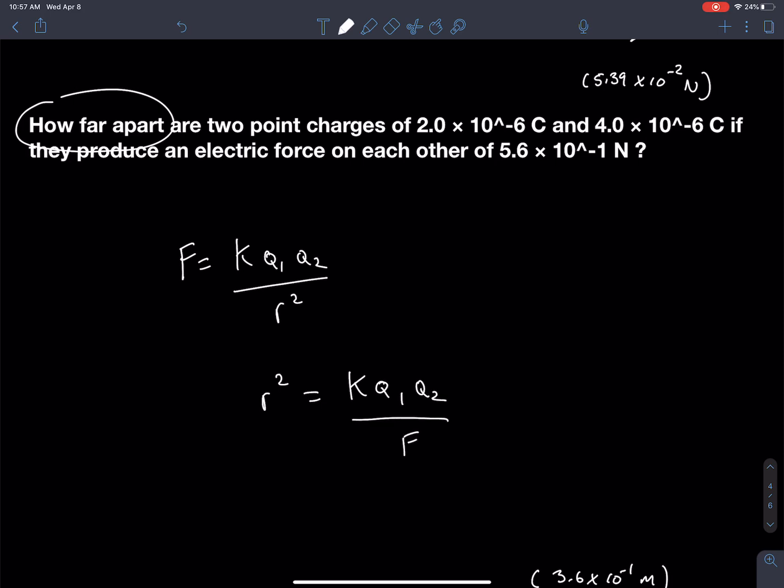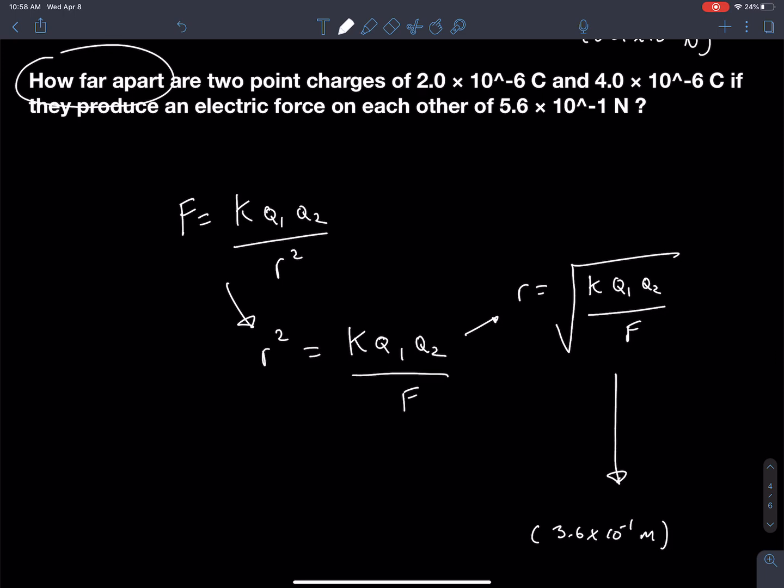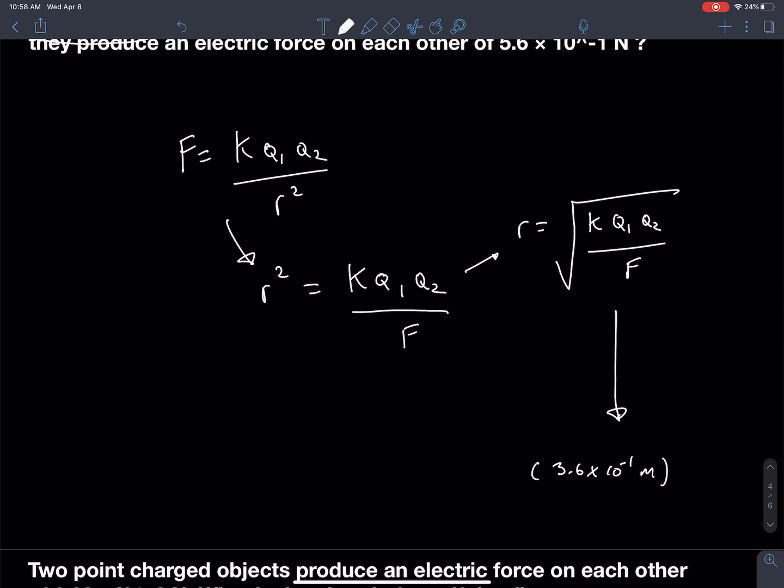Now stop for a second and try to figure out the algebra. Why did I do that? Okay, and then r is going to be equal to the square root of k q1 q2 over F. Okay, so all I would have to do now is plug in all these numbers. Now this is 8.99 times 10 to the 9, but I'd plug in that number here, plug in that number here, and plug in that number here, and that should give me the answer of 3.6 times 10 to the minus 1 meters.